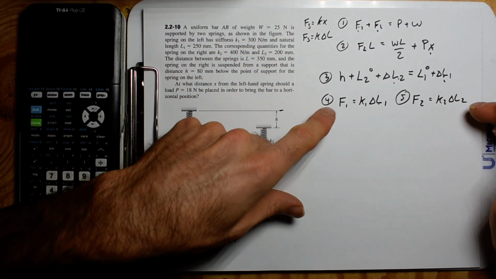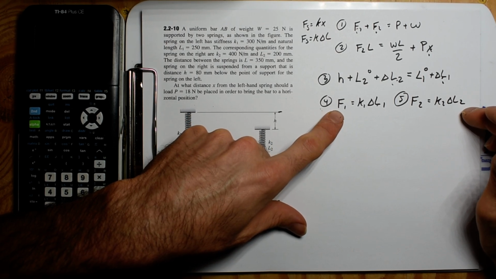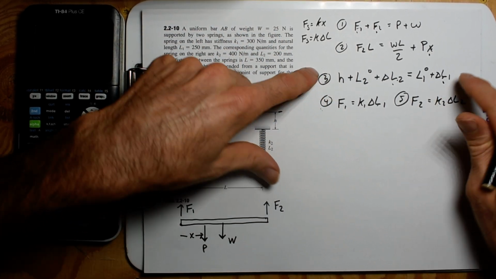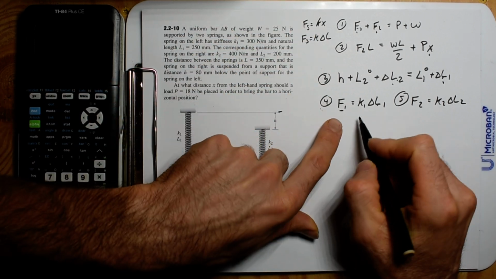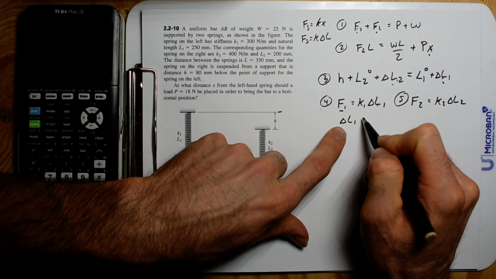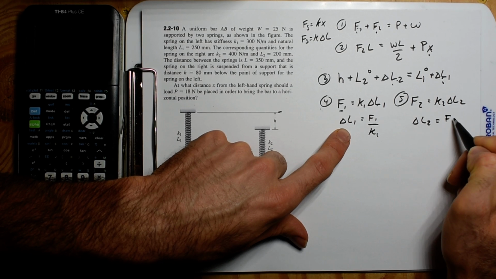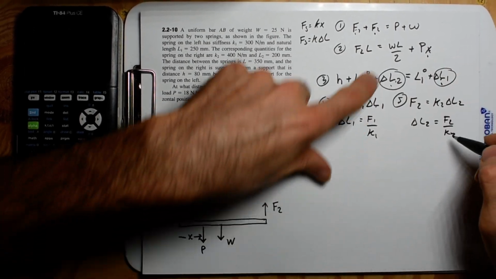I always know to work backwards with these, you know what I mean? I want to get this equation with the forces. See how this is a force? So I'm going to say, hey, change in length 1 is F1 over K1. Change in length 2 is equal to F2 over K2. Now we can just get rid of these two. See how I can do that?